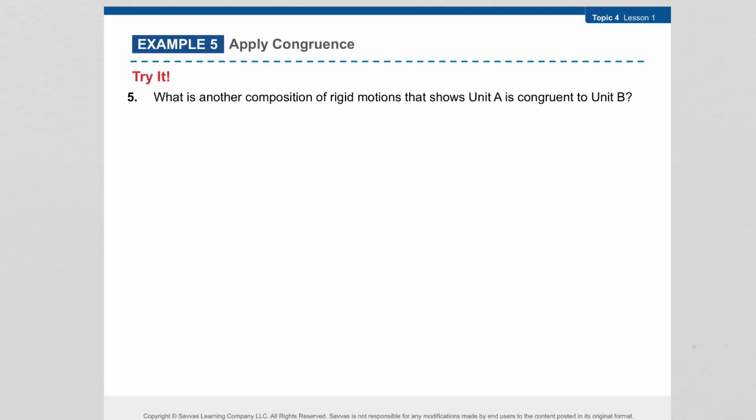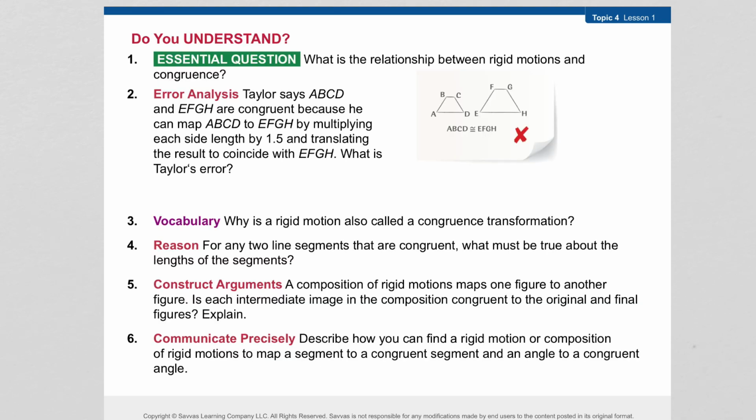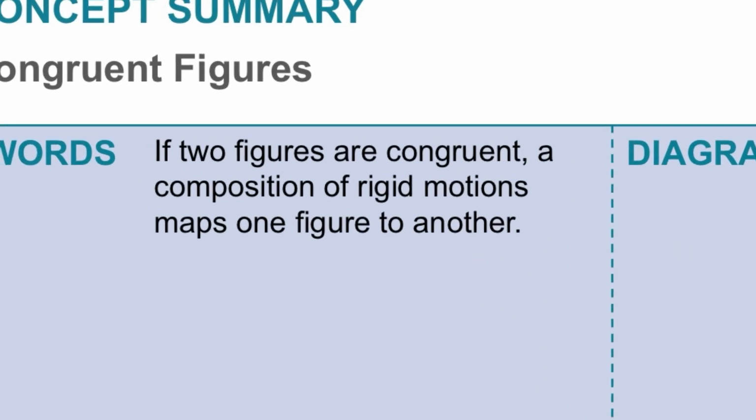It's your turn to think about a different composition that would take unit A onto B. Let's look at the do you understand? Now our essential question is, what is the relationship between rigid motions and congruence? The main thing is that if two figures are congruent, a composition of rigid motions maps one figure onto the other.